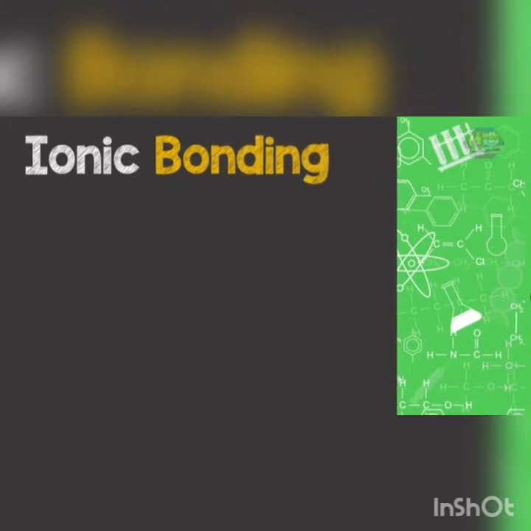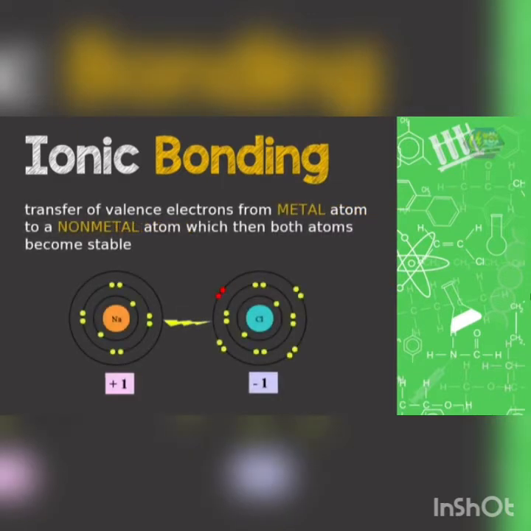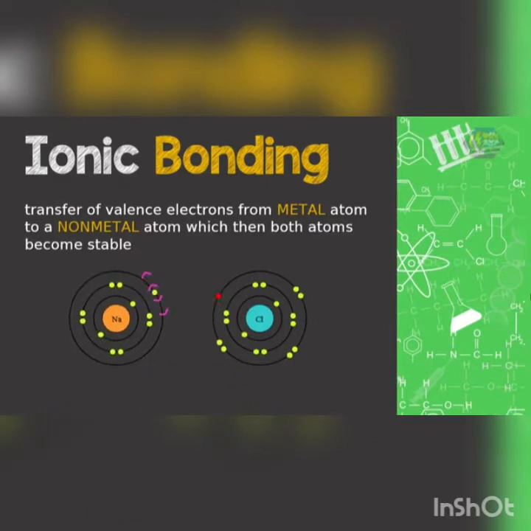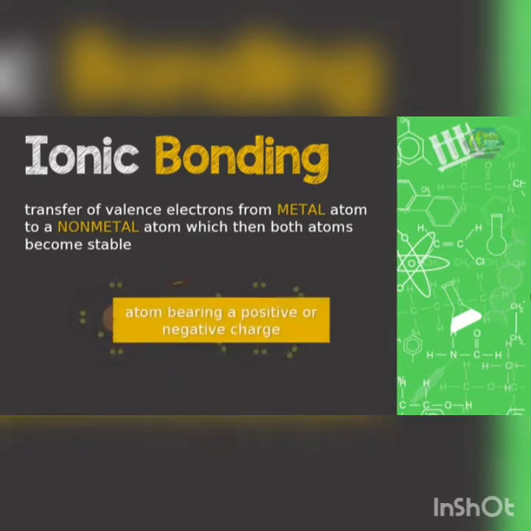To start with, ionic bonding. Ionic bonding occurs between metal and non-metal atoms. It involves a transfer of valence electrons from metal atom to non-metal atom, which then both atoms become stable. Each atom bearing a positive or negative charge is called ion.